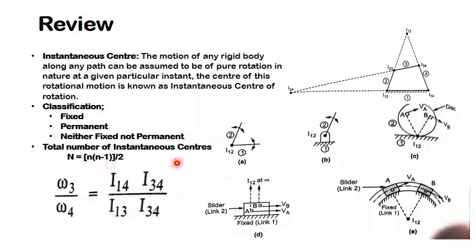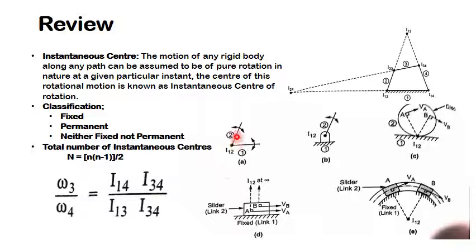The total number of instantaneous centers in a mechanism is given by n into n minus 1 upon 2, where n is the number of links. For example, for this 4-bar mechanism, there are a total of 4 links. So 4 into 3 divided by 2 gives you 6, and those 6 instantaneous centers have been shown here.